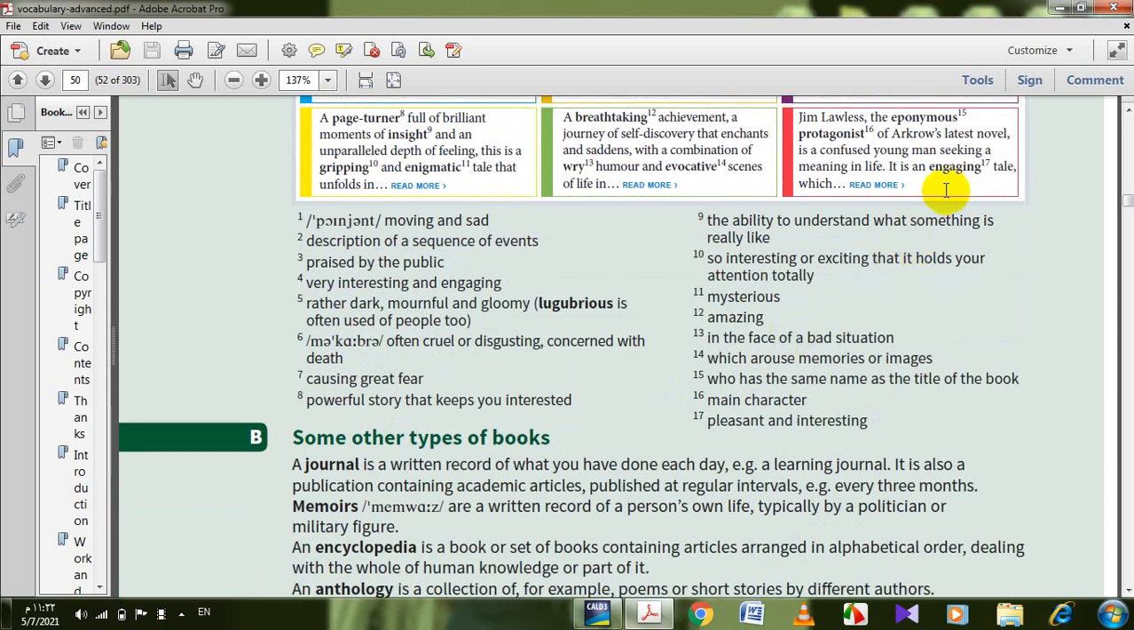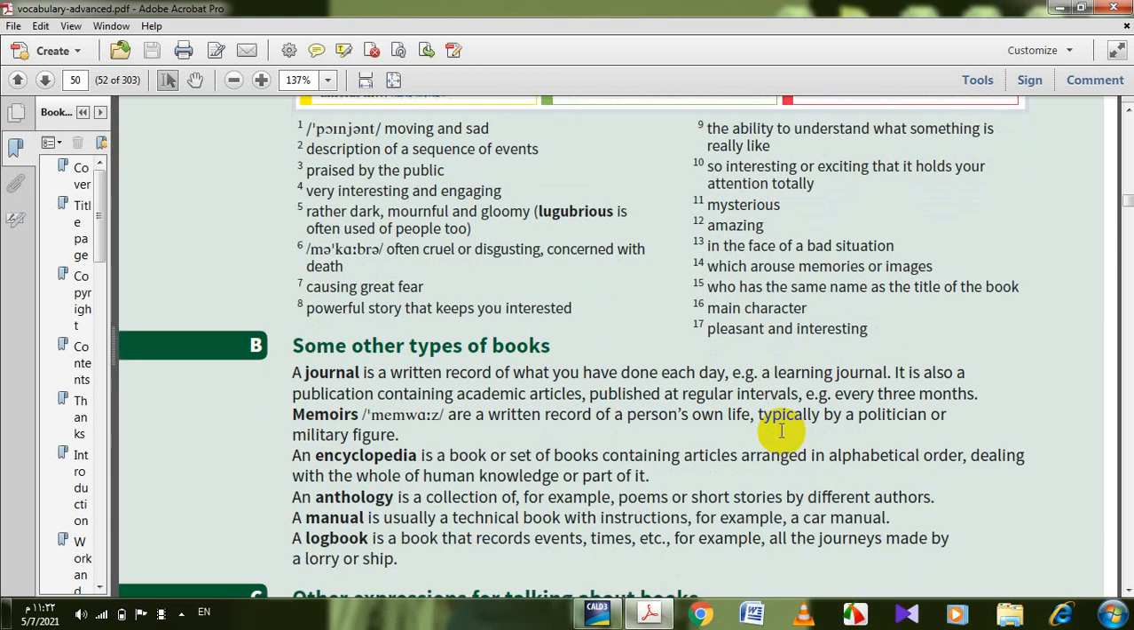Of course, engaging tales. Engaging, pleasant and interesting. Engaging, جذاب. Okay. Some other types of books.